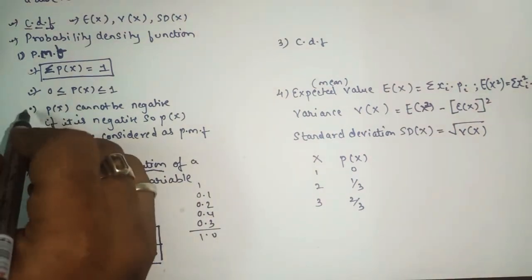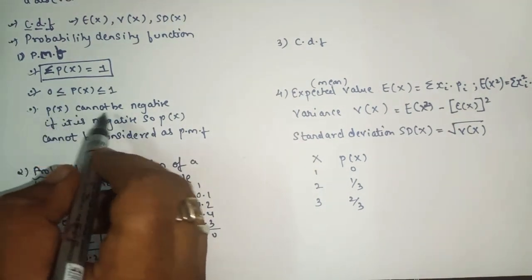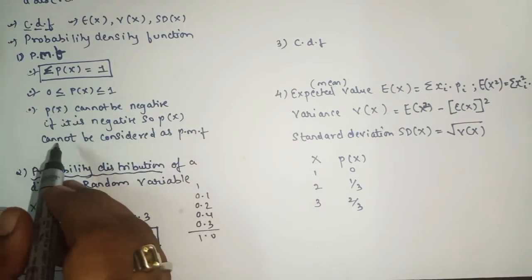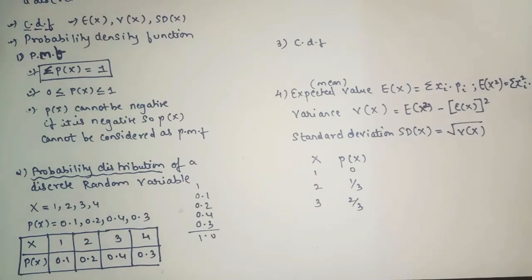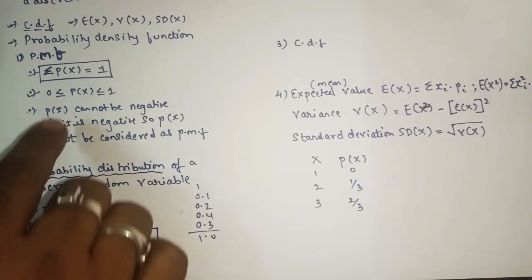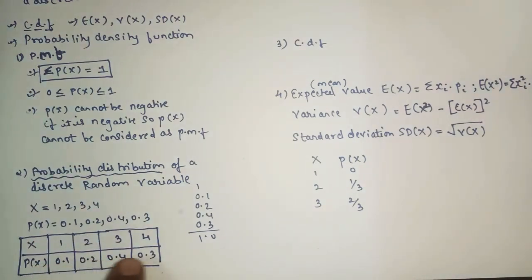The point number three is what? P of x cannot be negative. If it is negative, then P of x cannot be considered a PMF. First point, check that the total is equal to 1. Second, if you see any number more than 1 or less than 0, that means a negative number, straight away you will write it is not a PMF. Third point, P of x cannot be negative.